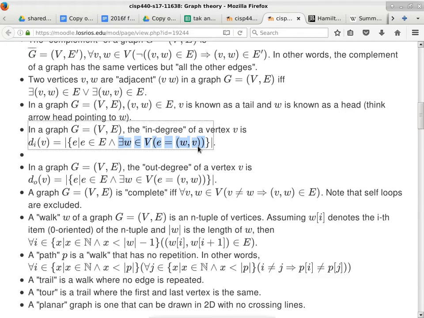So the cardinality is basically looking at how many things are pointing to V. If you have 4 vertices pointing to V, then the in degree is 4 for this particular vertex. Is that okay?